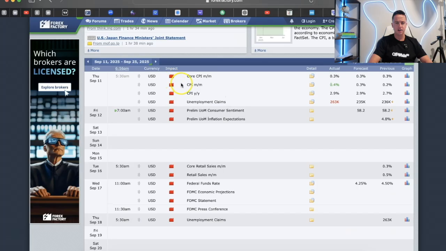So earlier today, we had CPI come out at 5:30 a.m. And usually when you see a bunch of news events coming out at a specific time, it is good to just stay out of the markets. You don't want to be trading when there's all these news events going on in the market. CPI is one of those news events that I have traded in the past and I have lost a lot of money. So with my personal experience trading CPI, I stay away from it.